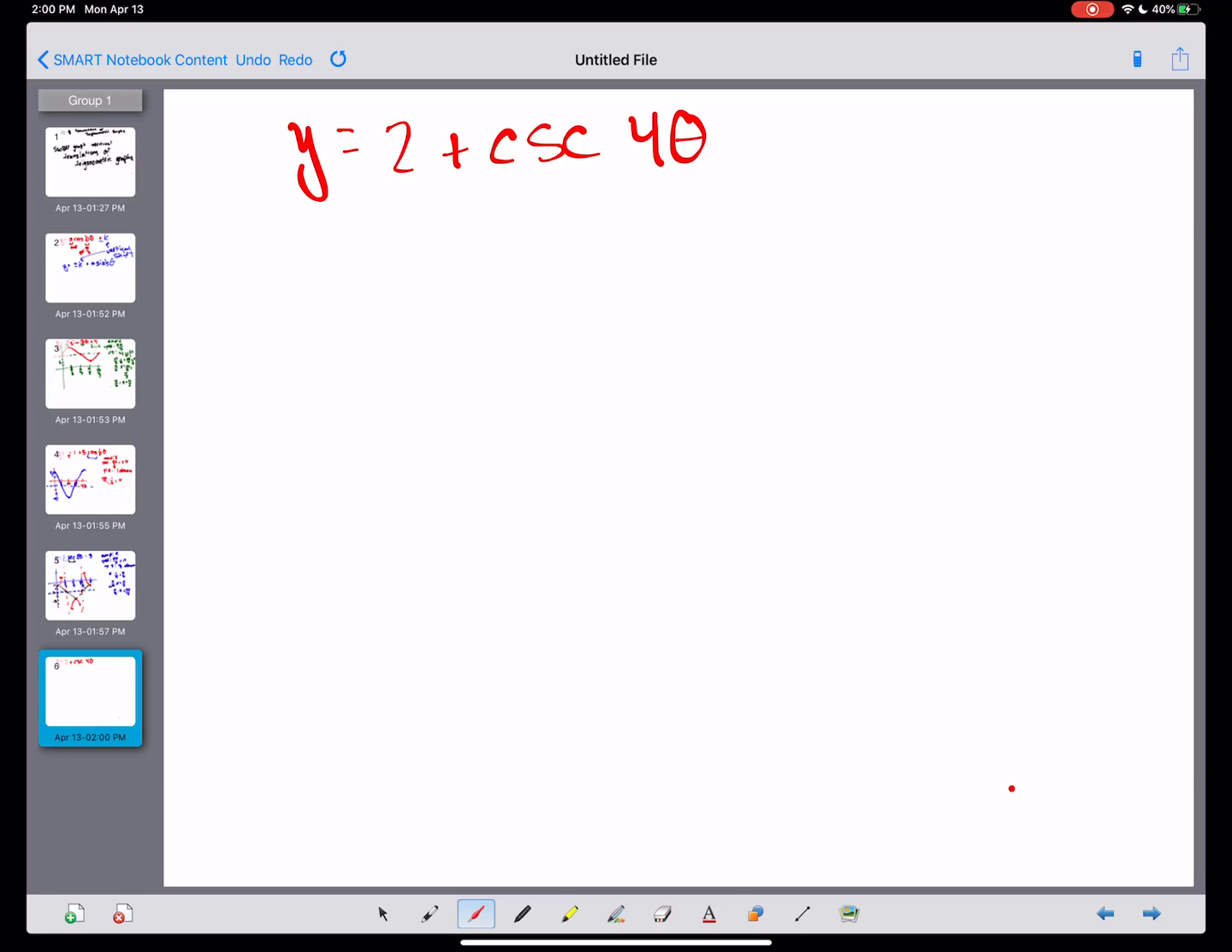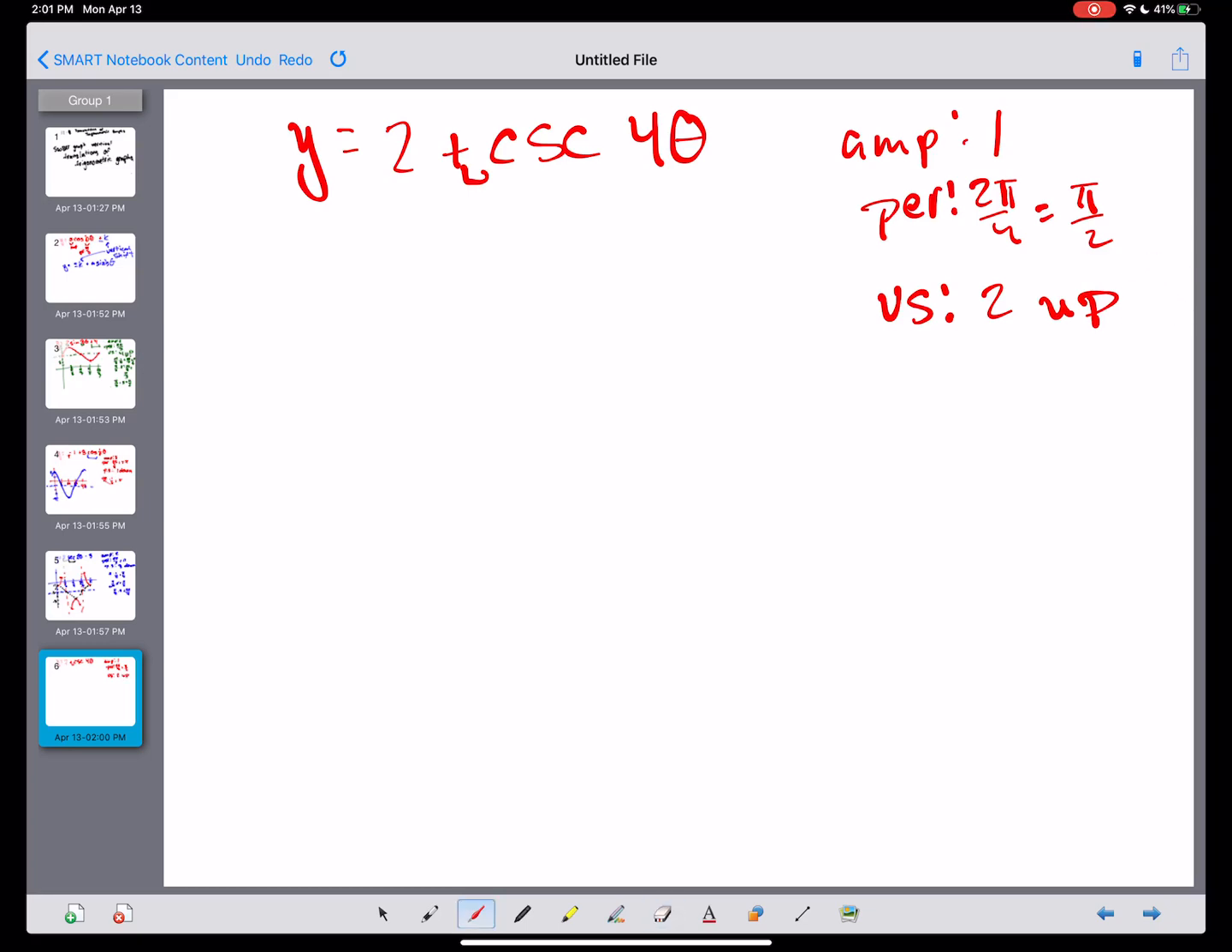Alright, cool. Hopefully you paused and you tried this out on your own. If not, it's all good. My amplitude is 1 because there's no number in front, so it's technically a 1. My period is 2 pi over 4, which is pi over 2. My vertical shift is 2 up. Awesome.